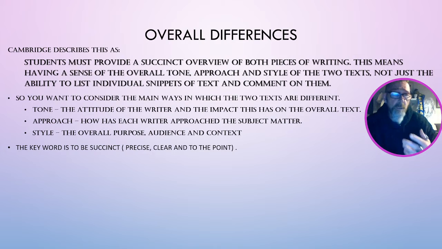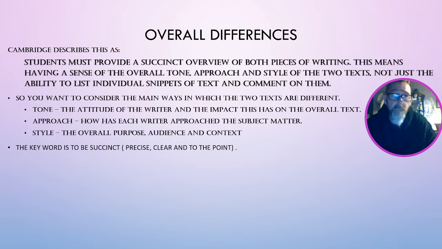So the overall differences, let's start there. Cambridge describes this as students must provide a succinct overview of both pieces of writing. Overview means basically having an overall view of the overall tone, the overall approach, the overall style of the 2 texts, not just the ability to list individual pieces of text and commenting on them. Remember, this is the overview.